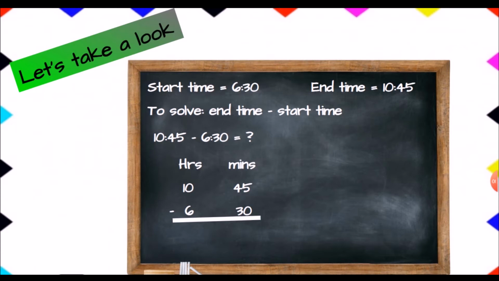Now we're going to start to subtract from the minutes column. So I'm going to ask myself, can I take 30 minutes out of 45 minutes? Yes, if I take 30 minutes out of 45 minutes, I will be left with 15 minutes. Now I need to go over to the hours column. If I take 6 hours from 10 hours, what am I left with? That's right, I'm left with 4 hours. So the answer to the question is 4 hours and 15 minutes.